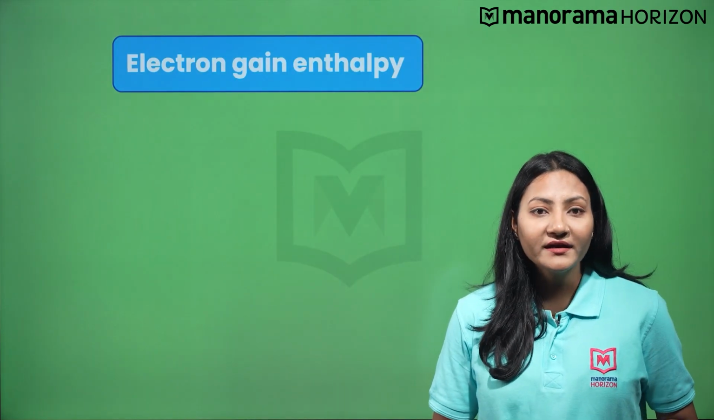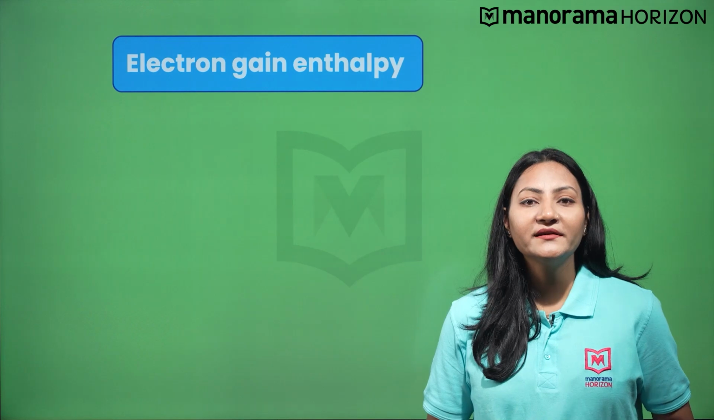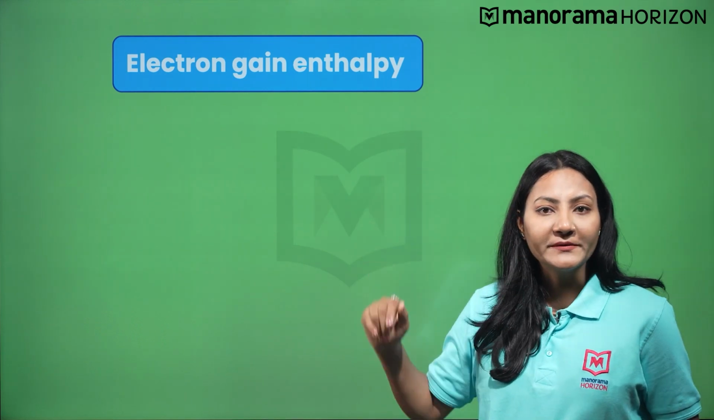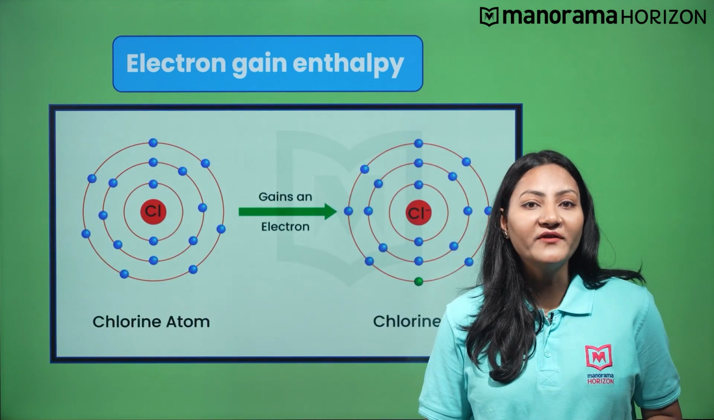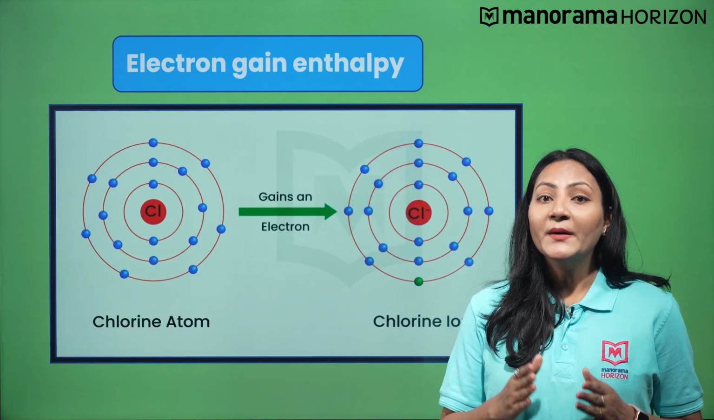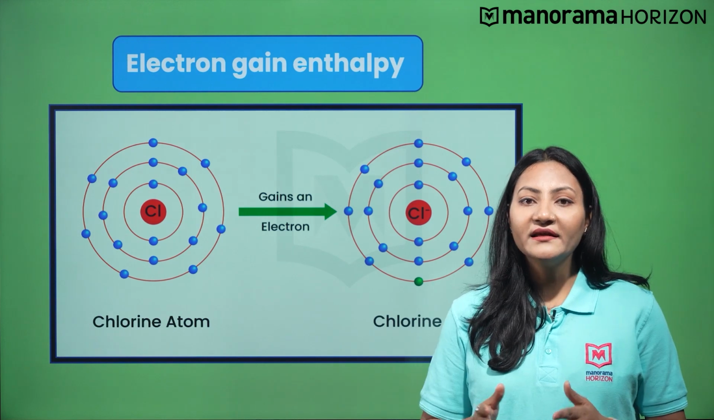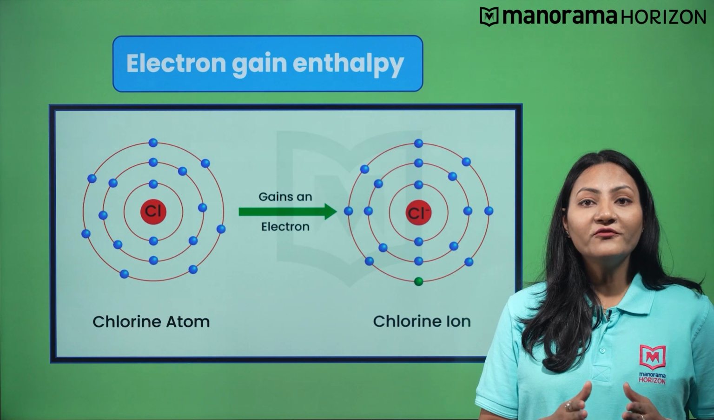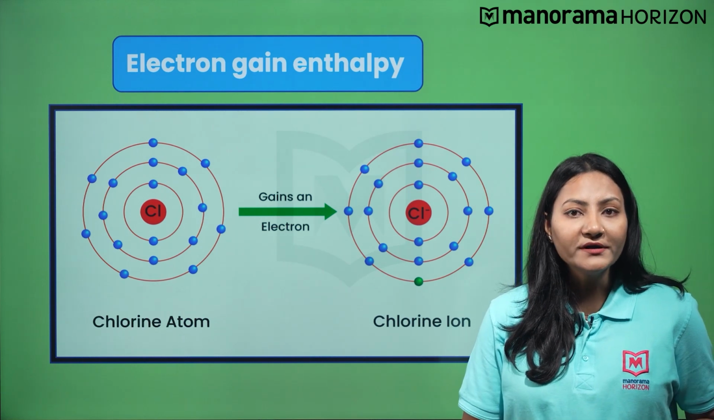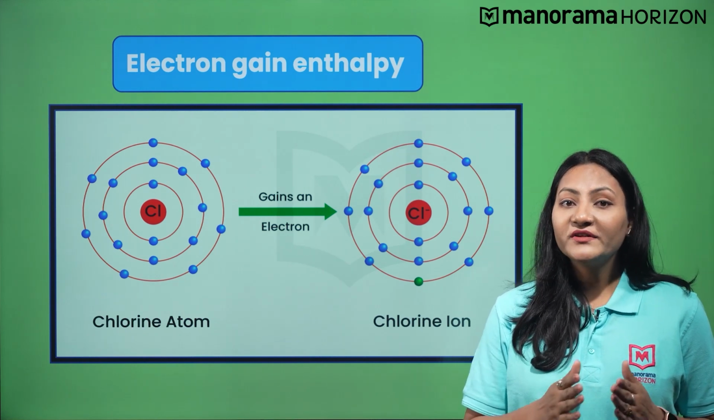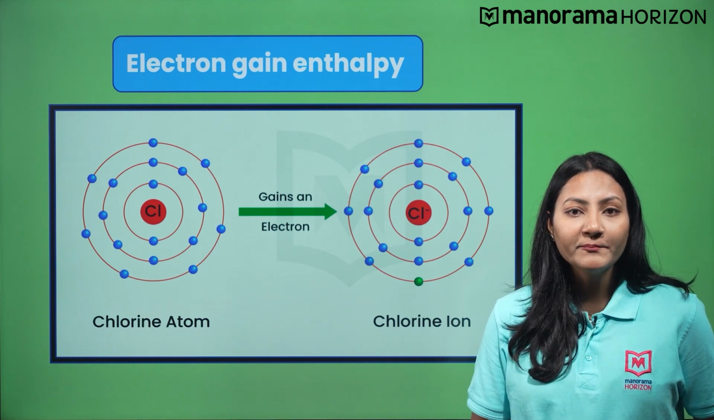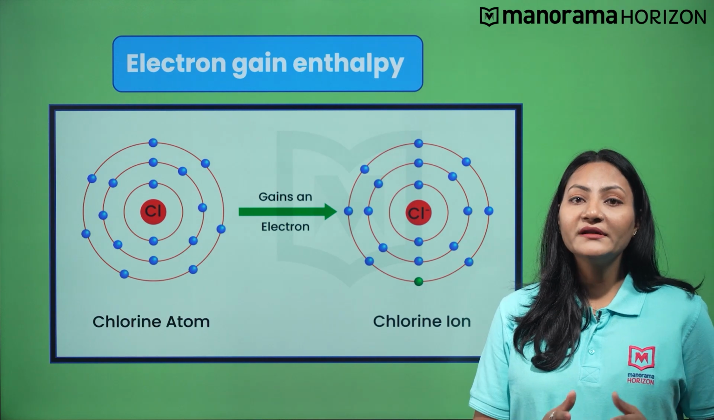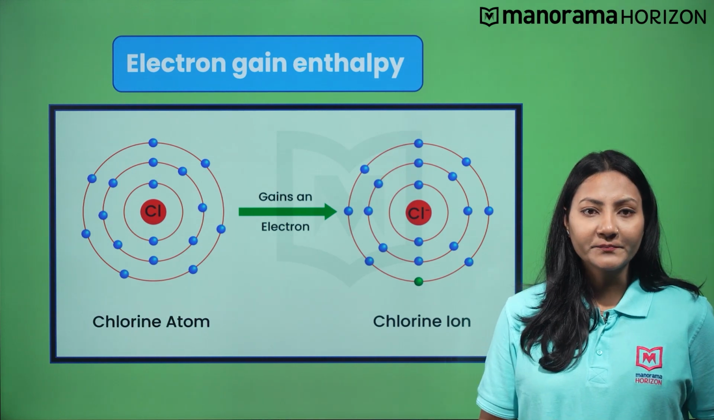In the same way, the formation of an anion depends on the magnitude of electron gain enthalpy. A higher negative value of electron gain enthalpy makes the formation of anion easier. So, it can be concluded that the formation of an ionic bond is easier between an element with low ionization enthalpy and an element with a high negative value of electron gain enthalpy.